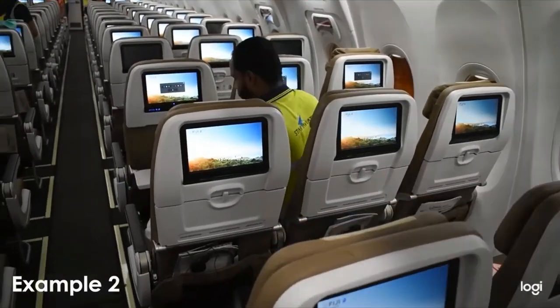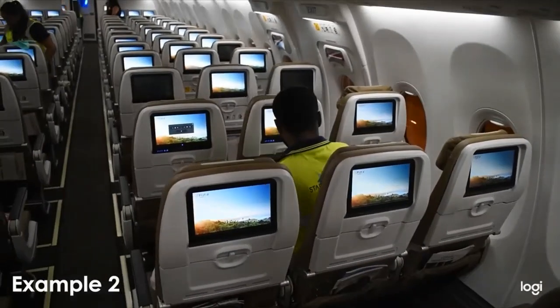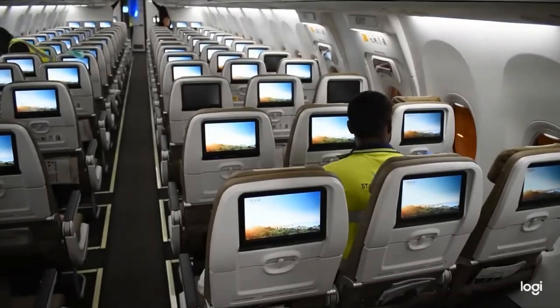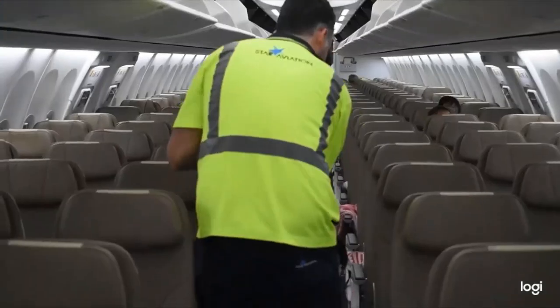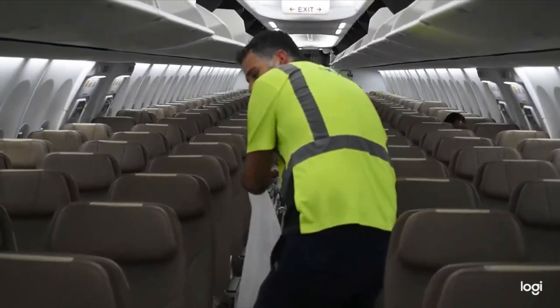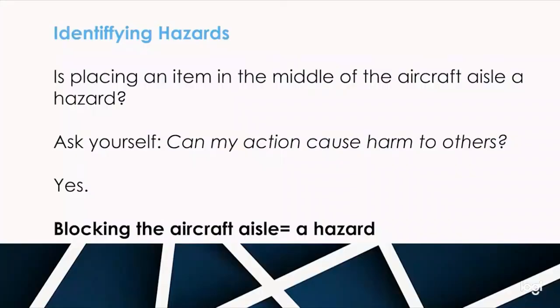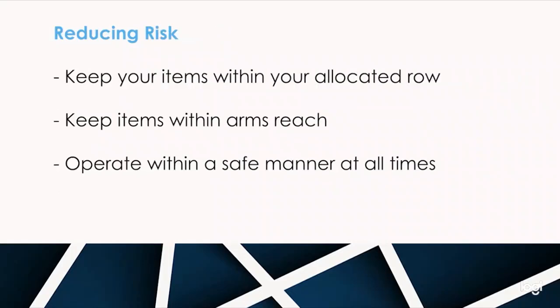For example, you've been allocated a row to clean on the aircraft. You are provided with cleaning cloths, cleaning liquids and a black rubbish bag. Whilst cleaning your section, you have placed your rubbish bag in the middle of the aircraft aisle. Can this action result in harm to others? Yes. Make sure you keep your items within your section to reduce injuries to others. Always keep your items within arm's reach and operate in a safe manner.